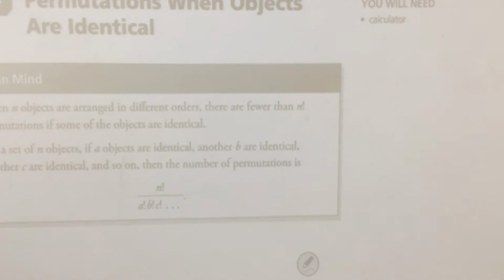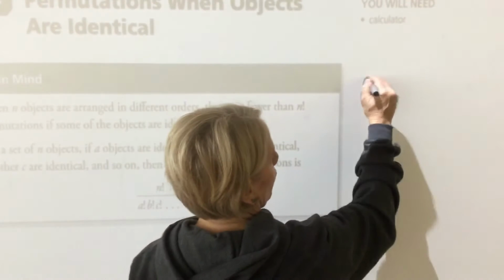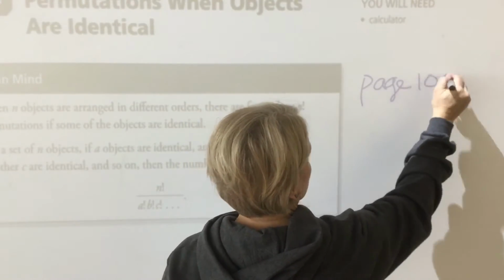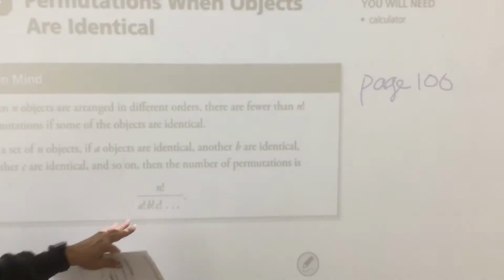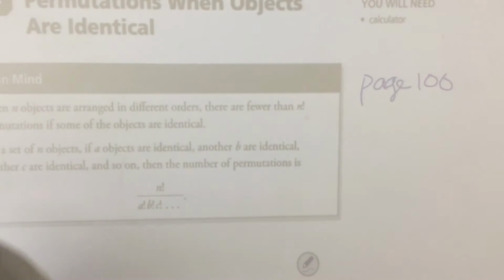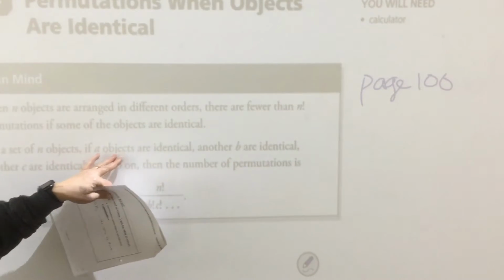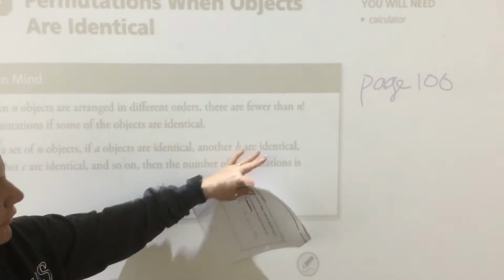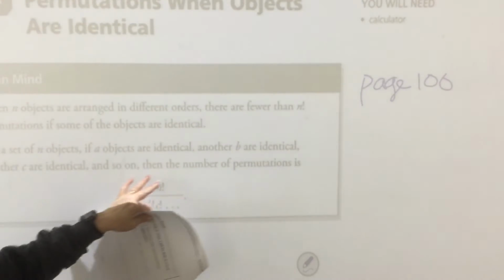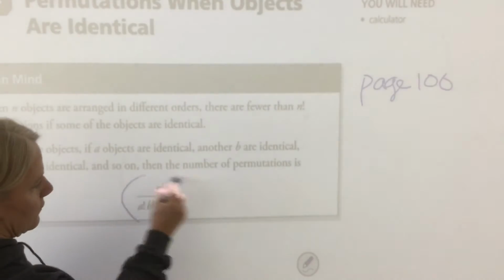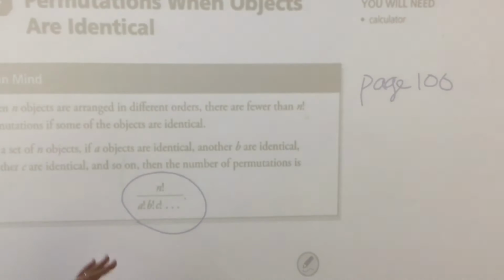So this is the keep in mind for that section, and the keep in mind is on page 100 in your workbook. It gives you the strategy that's used. It says for a set of n objects, if A objects are identical, another B are identical, another C are identical, and so on, then we have a formula. So let's see how this works with an example.